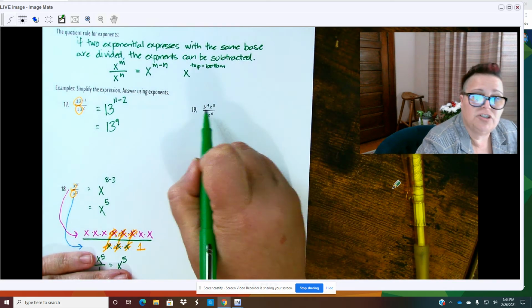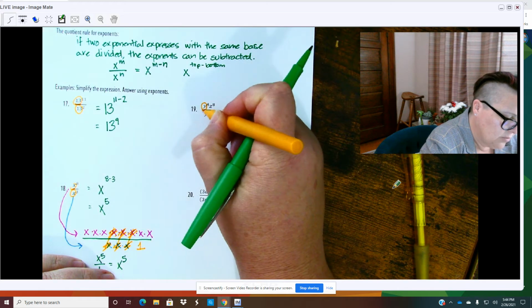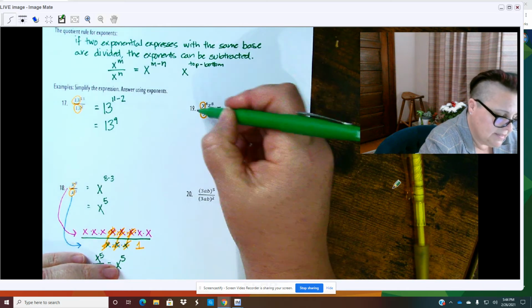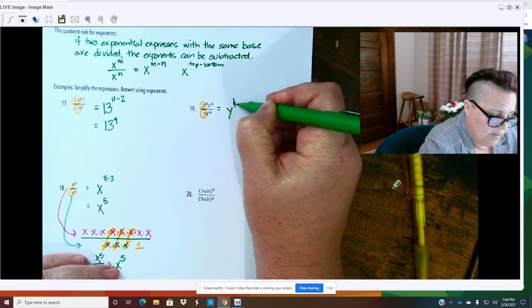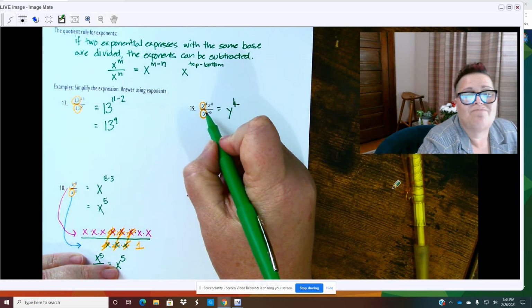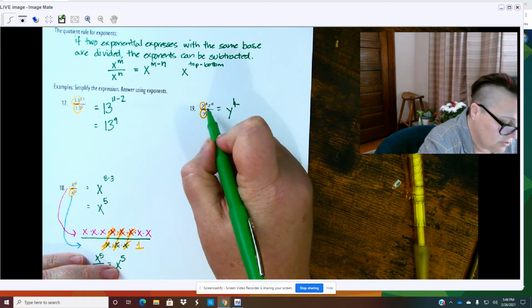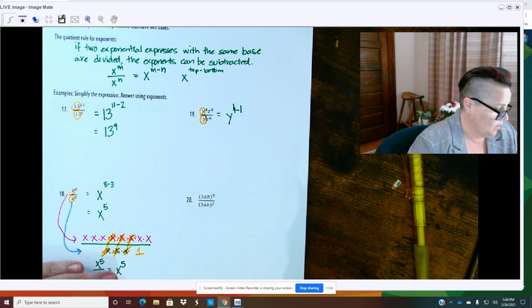Number 19, we actually have 2 different bases. I do have a y and another y here. That is the same base. So this would be y to the 4 minus, is that a 0? Nope, we talked about this. There's not an exponent on there. There should be a 1. We should put a 1, so that will be y to the 4 minus 1.